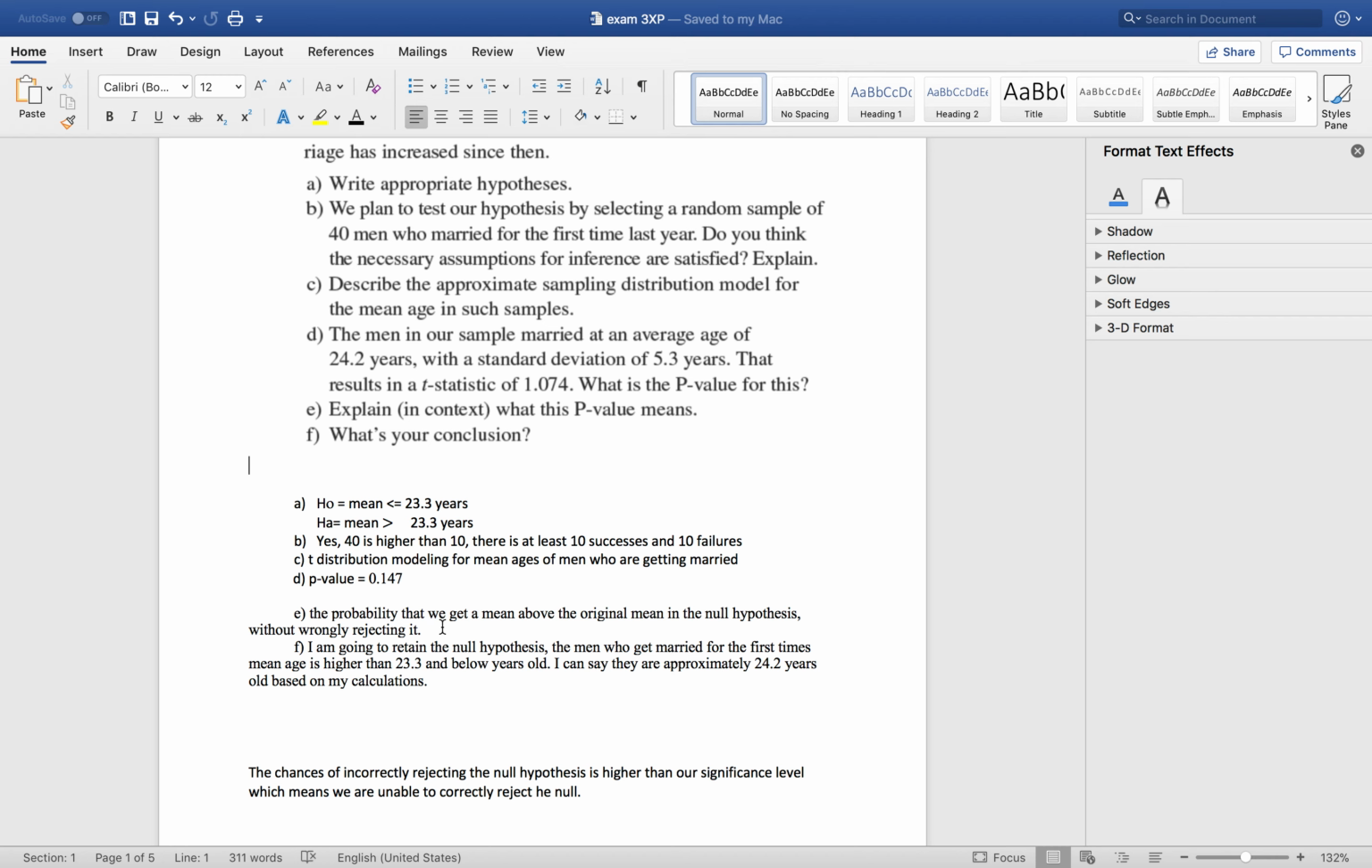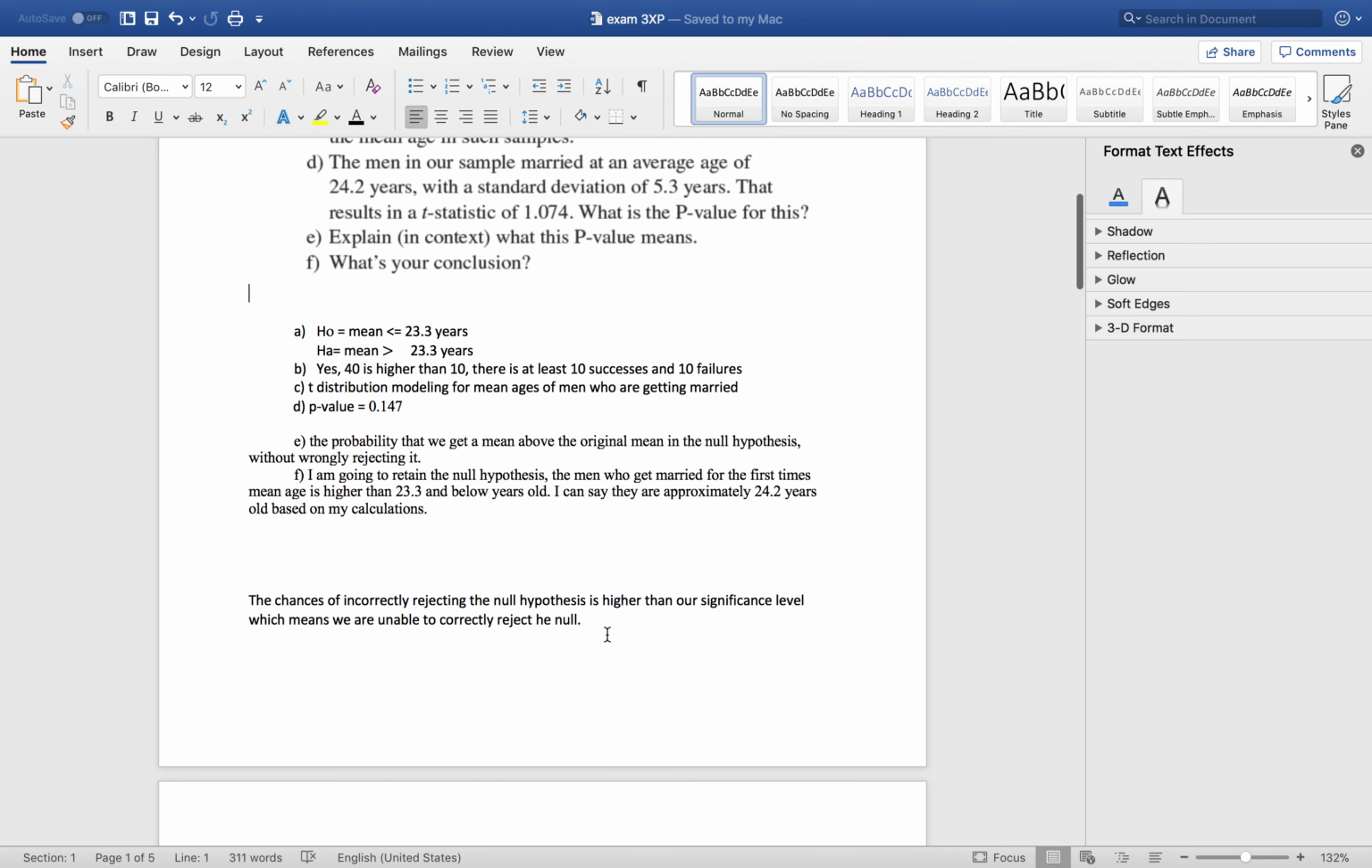So let me explain, or I guess I explained it again here. The chance of incorrectly rejecting a null hypothesis is higher than our significance level, which means we are unable to correctly reject the null. So let me go through my conclusion. I said I'm going to retain the null hypothesis. The men who got married for the first time have a mean age higher than 23.3. I can say they are approximately 24.2 years old based on my conclusion.